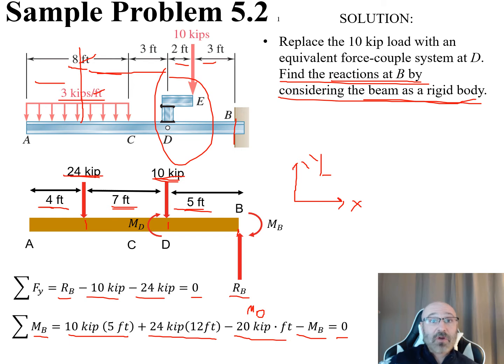So now the only unknown in this is my R sub B in my force equation and my M sub B in my moment equation. So 2 equations, 2 unknowns. Now I can solve those out.